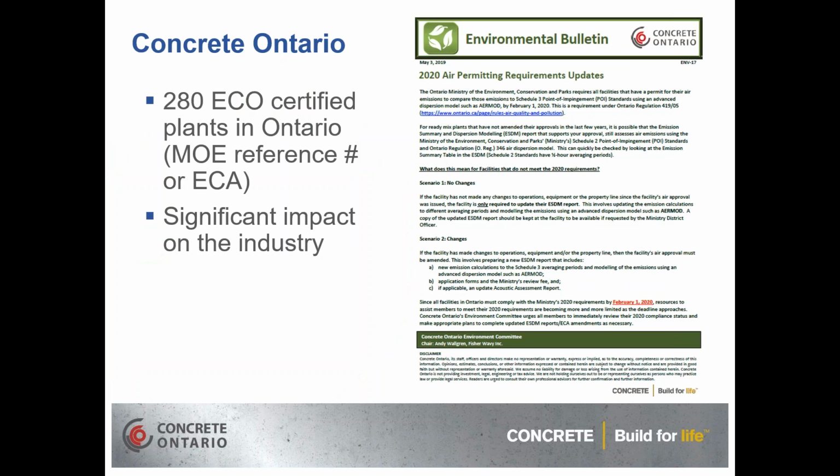Now, from an association standpoint, today's topic is very important. We do have over 280 eco-certified plants in Ontario, meaning that each plant that is certified has to have an environmental compliance approval, or an ECA. So an ECA is a mandatory requirement of our plant certification program.